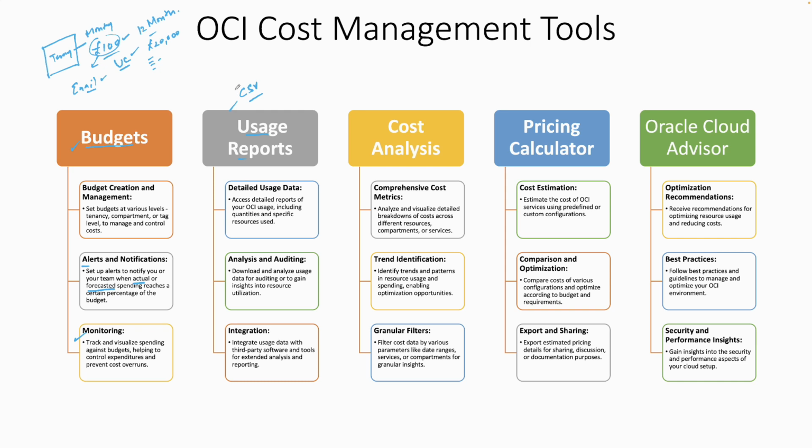I'm telling you, it's a zipped format. First of all, it's a zipped CSV, right? It's a pretty big kind of detailed report of your OCI's usage, which includes the quantity and specific resources that you have used. And you can download and analyze the usage data for auditing or to gain insights into resource utilization. So you need to add some intelligence, because it's really raw. Remember, it's a raw data. This CSV is all raw data.